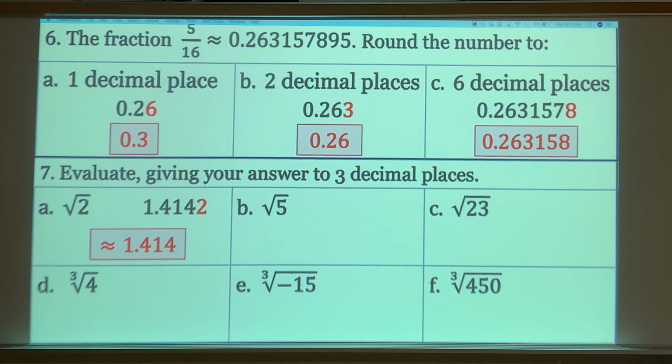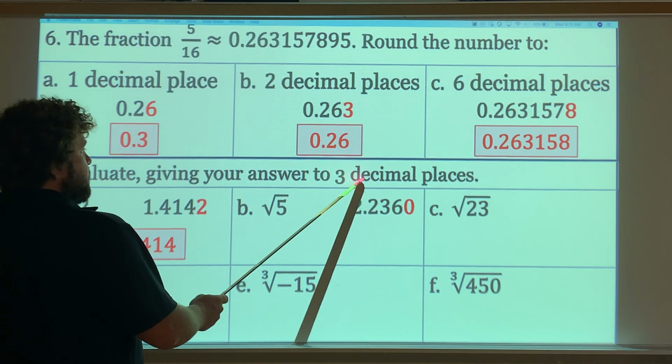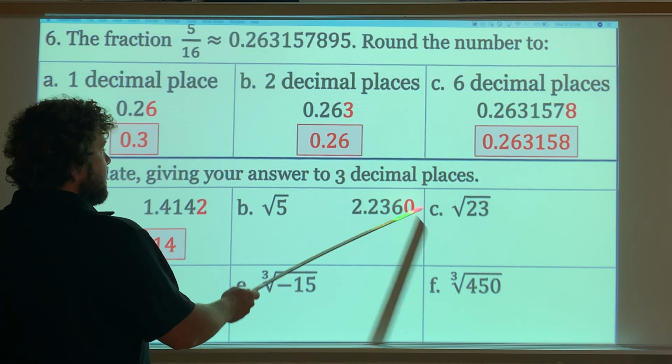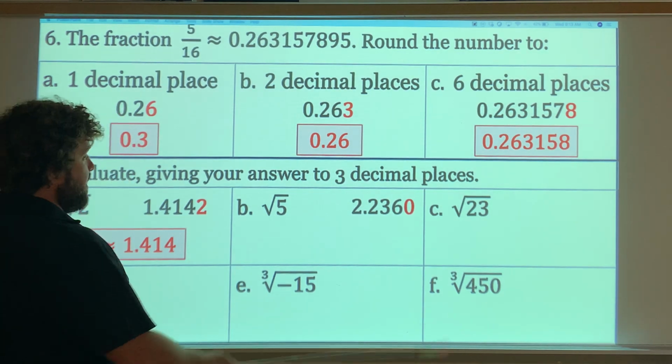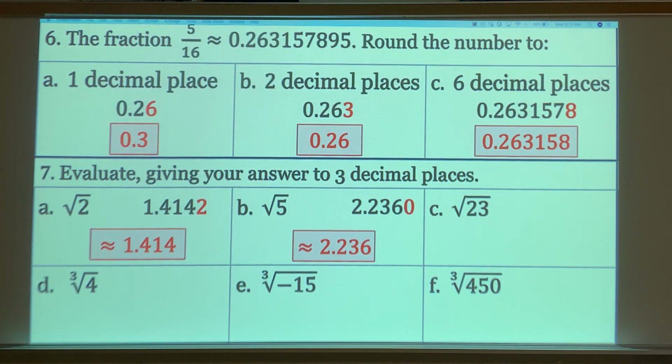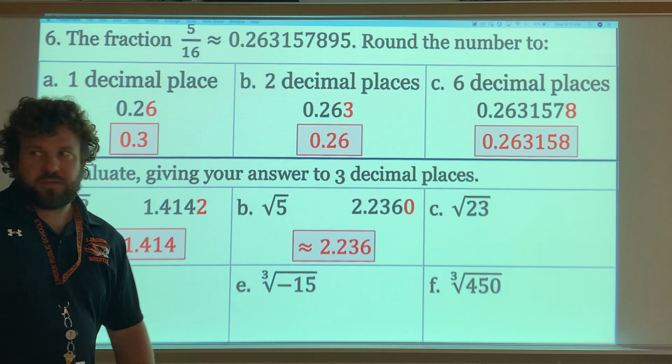Square root of 5. In your calculator, 2.2360. You can keep on going if you want, but since we're rounding to 3, we only care about going to 4. 0 is definitely less than 5. So our answer is 2 and 236 thousandths.